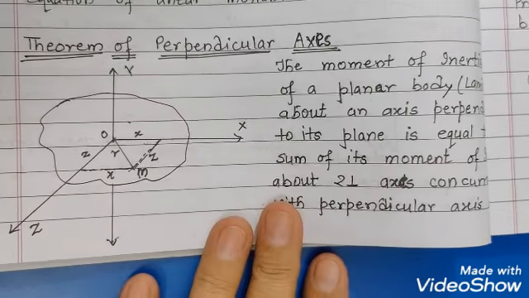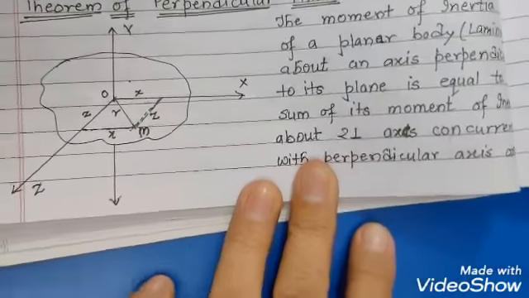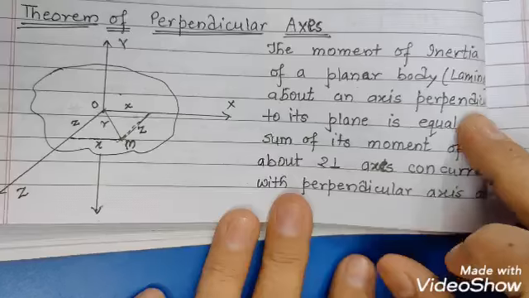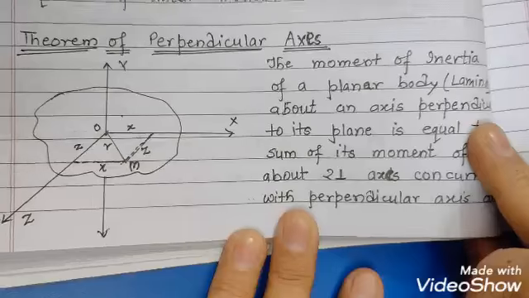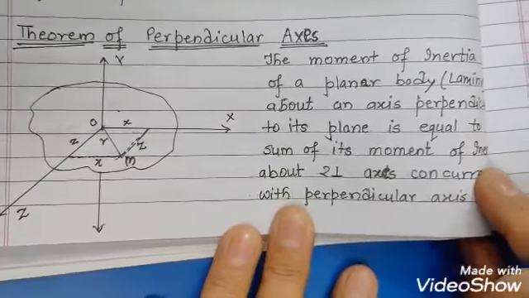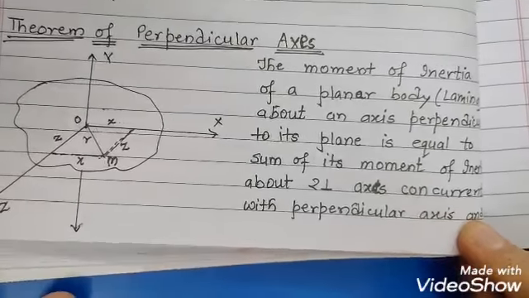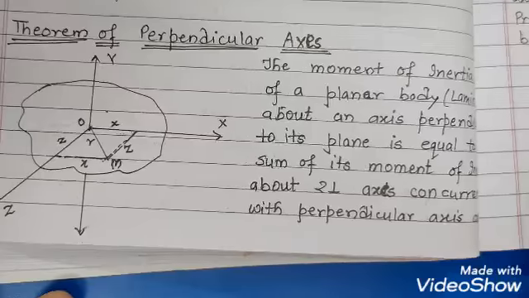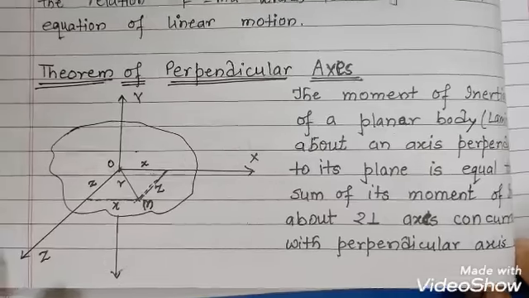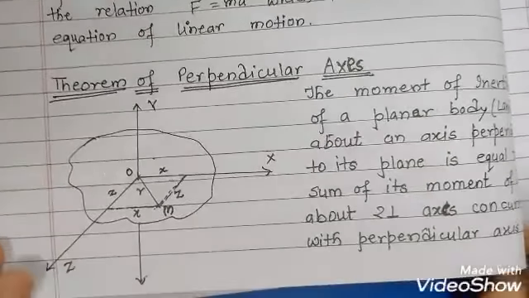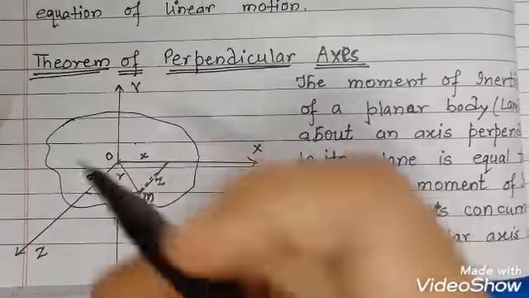Theorem of perpendicular axis. The moment of inertia of a planar body, that is lamina. Lamina means the body which has two dimensions, about an axis perpendicular to its plane, is equal to the sum of its moment of inertia about two perpendicular axes concurrent with the perpendicular axis and lying in the plane of the body.